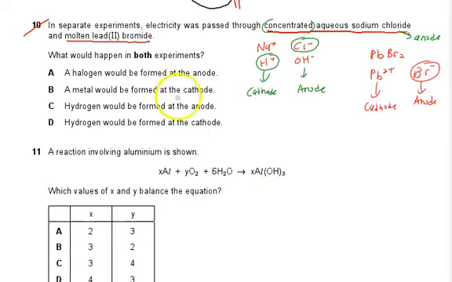Now look at the question. What would happen in both experiments? A halogen would be formed at anode. At anode, yes, definitely. So we keep A first. A metal will be formed at cathode. They're asking for both experiments. This is metal, but this is not metal. So B is wrong. Hydrogen will be formed at anode. Wrong. The anode is either chlorine or bromine. Hydrogen would be formed at the cathode. Partially right, but not for both. So your best answer here will be A.